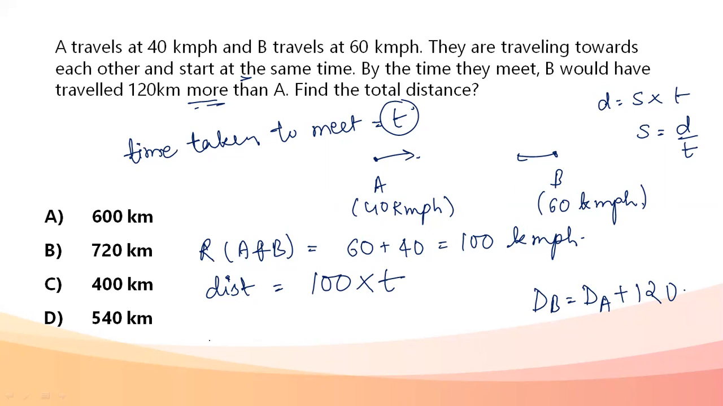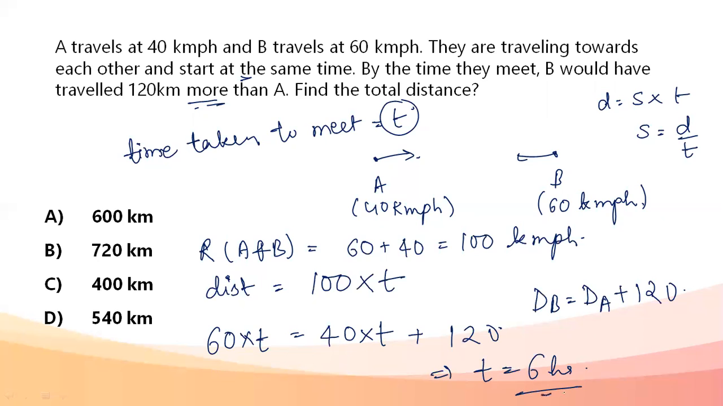So distance traveled by B, B's speed is 60, so 60 into t is equal to distance traveled by A, which is 40 into t plus 120. When we solve this, the value of t comes out to be 6 hours. Distance between them is 100t, that is 100 into 6, 600 kilometers. The distance comes out to be 600 kilometers. My answer is option A.